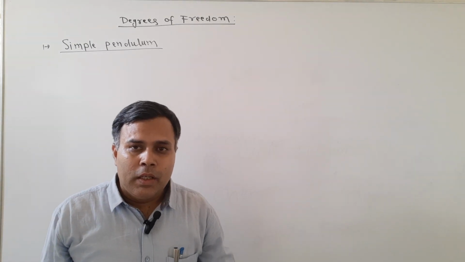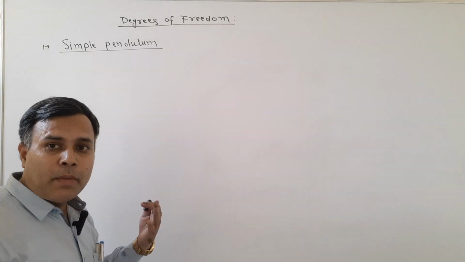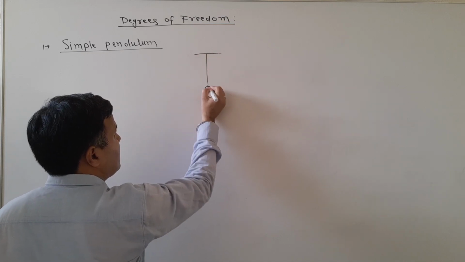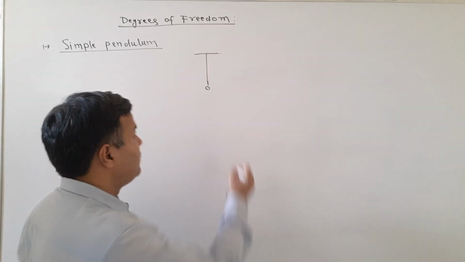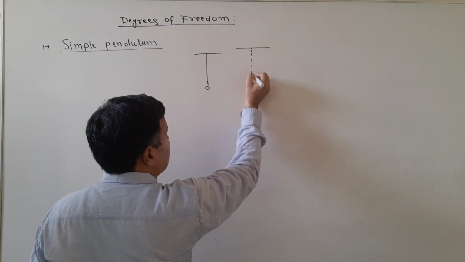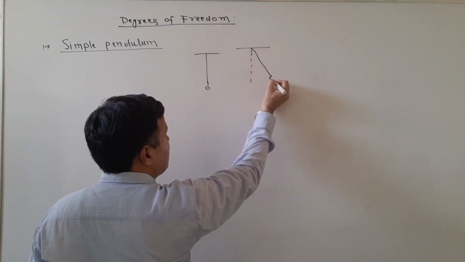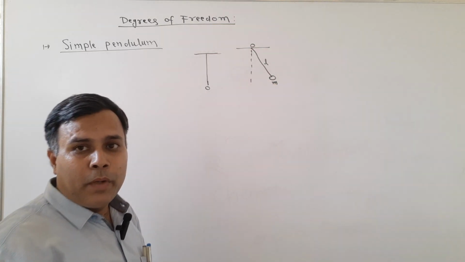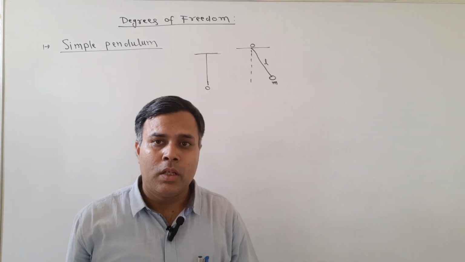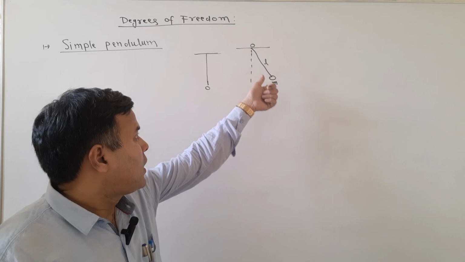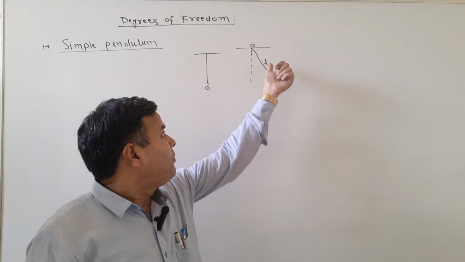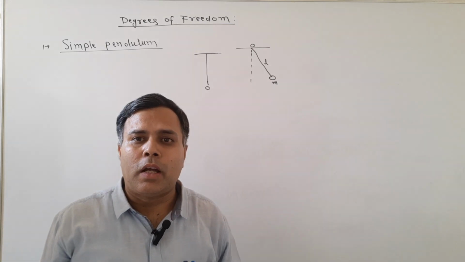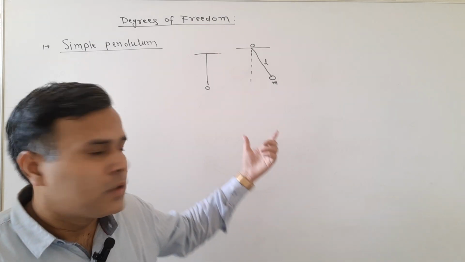So, simple pendulum is a system, and this is simple pendulum. Simple pendulum is a physical system in which a bob of mass m is attached to a massless string of length L. So, this system is known as simple pendulum. It executes a simple harmonic motion. So, this is the property of this physical system.